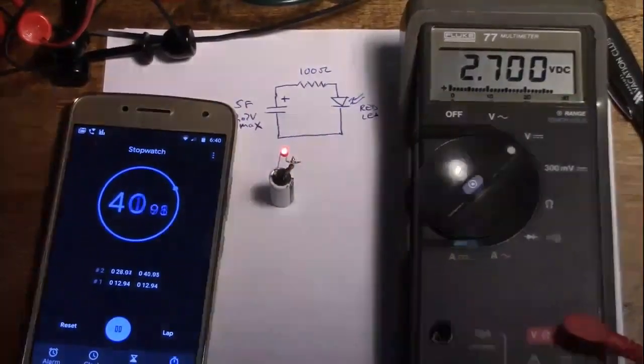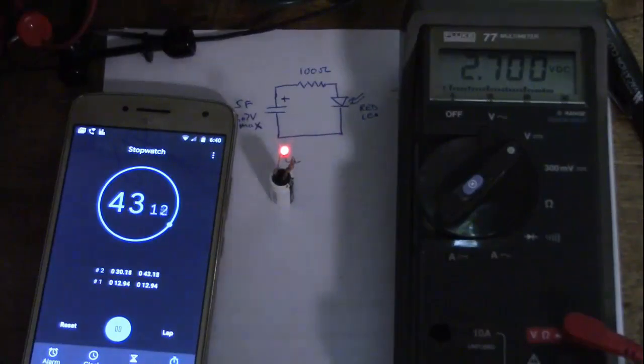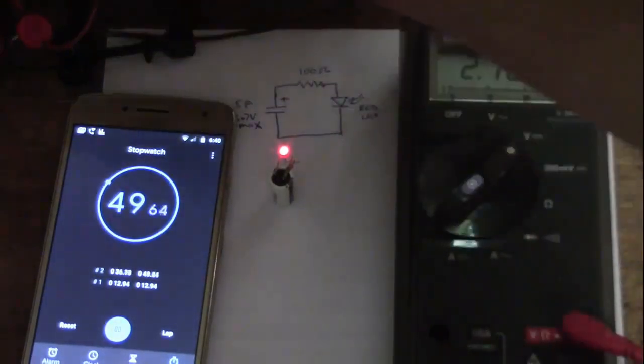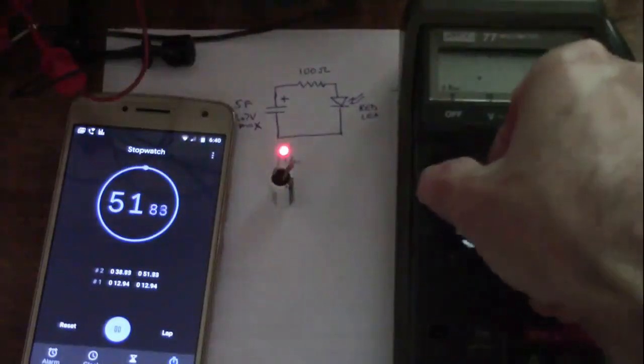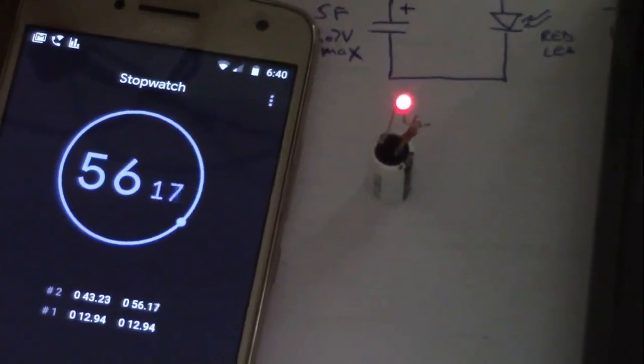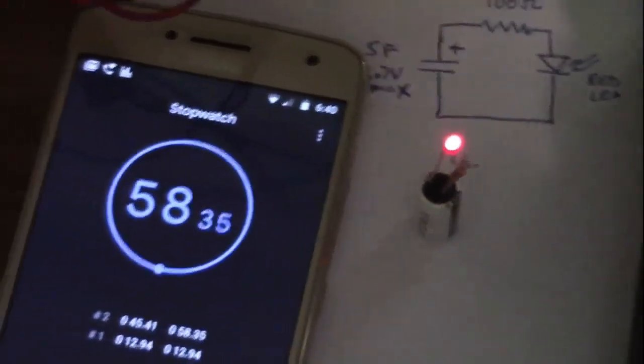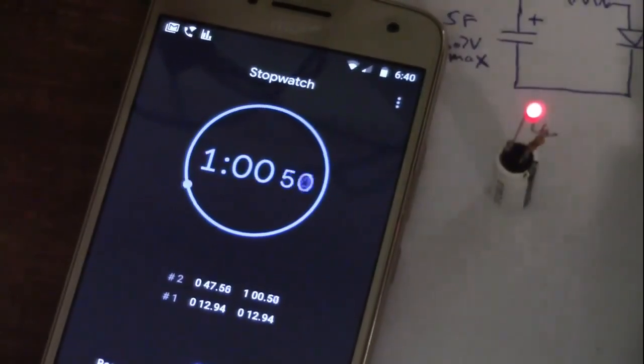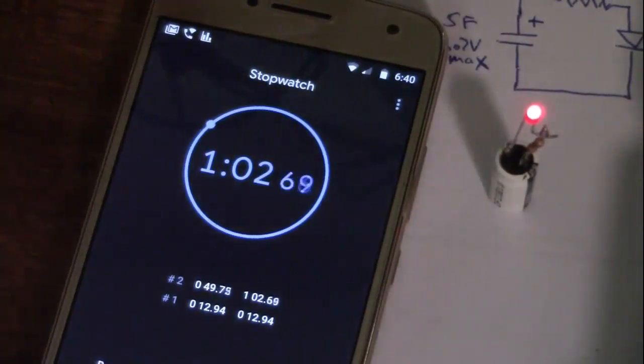I'll turn off the lights so it's easy to see. Now what I'm going to do is wait and see how long it takes for the capacitor to discharge. We don't need the power supply anymore, or the multimeter. Let's zoom in on the relevant LED and time, and we'll just watch and see what happens to that LED.